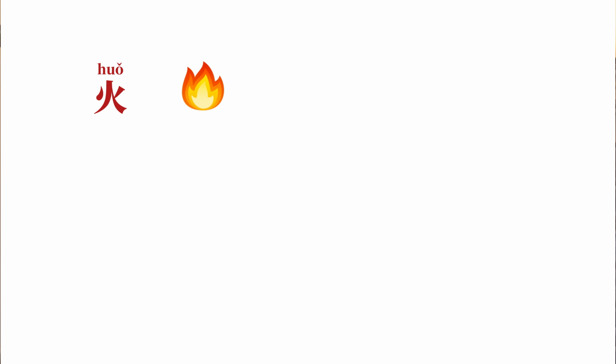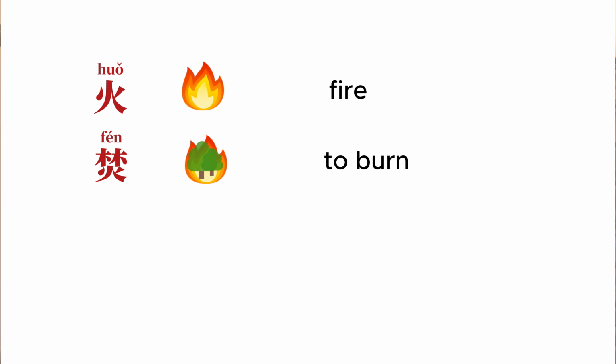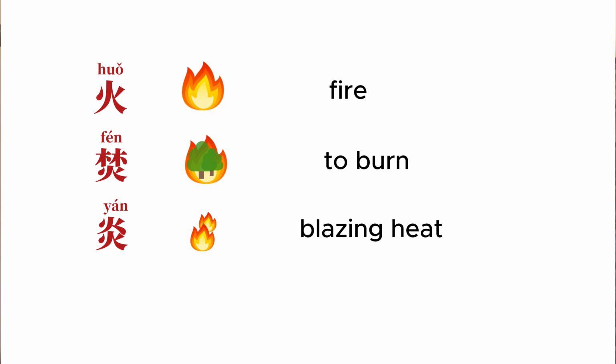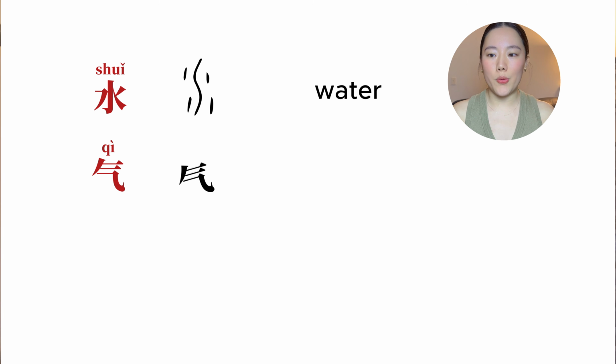This looks like a dancing flame, like a little campfire. What happens if you put forest on top of fire? You get fen, to burn or set something ablaze. 2 fires, yan, meaning blazing heat. And 3 fires, that's yin, which expresses extreme heat or roaring flames. Shui. The ancient form of this character looked like flowing water. Qi. This one originally looked like rising steam or mist.